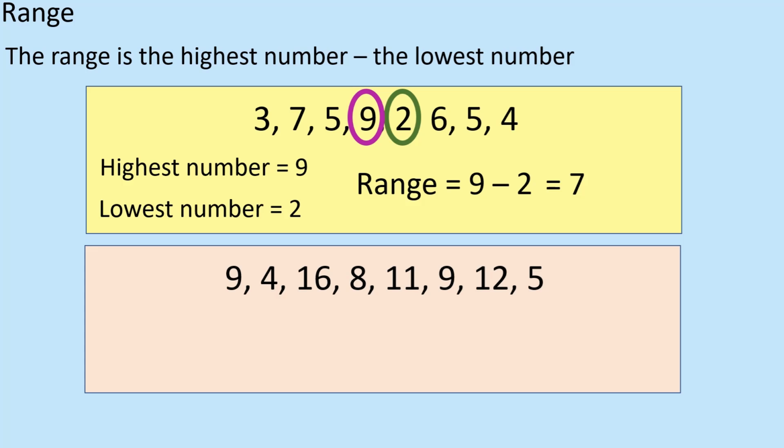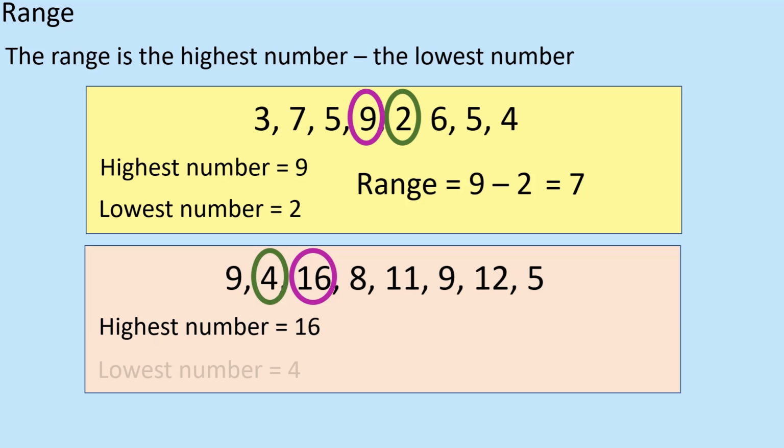Okay, so let's have a look at this one. So same kind of process. I'm looking for the highest and the smallest. Well, the highest is 16. Smallest is 5. Oh no, it's 4. There you go. Smallest is 4. Missed it. So it's going to be 16 take away 4, which is going to give me a range of 12. So there we go. So that's mode and range.